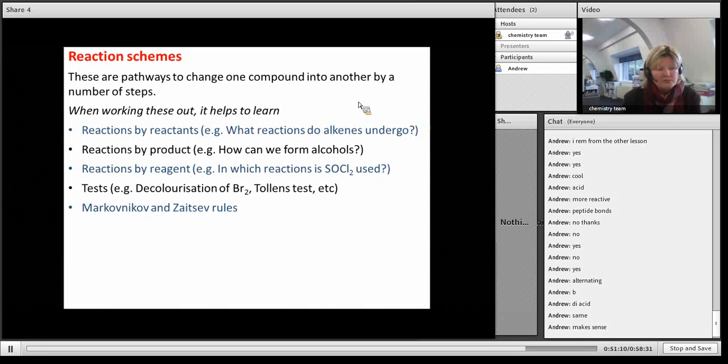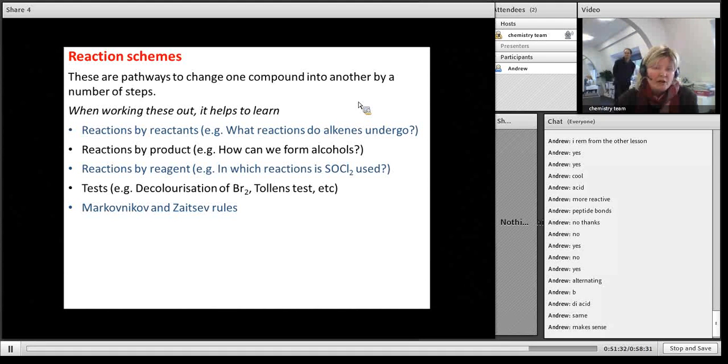But you also need to learn about product. So how could I form alcohols? I could form alcohols from alkenes. I could form alcohols from aldehydes. I can form alcohols from ketones. I can form alcohols from haloalkanes. So you need to know all, sort of going backwards to the product.